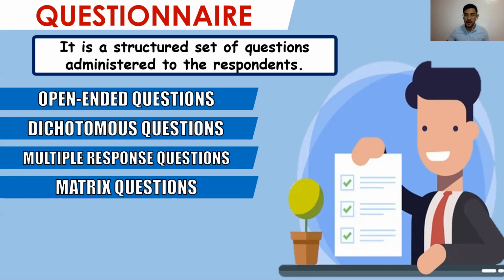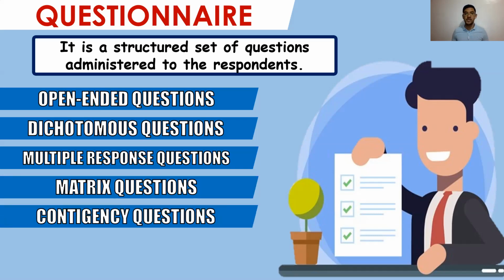Okay? Number four, we have the matrix question. In this type of question, the respondents are required to choose from a number of categories that determine their preferences. Example: 4, strongly agree; 3, agree; 2, disagree; 1, strongly disagree. Meaning, a matrix question requires numerical scales. So the respondents are required to choose from a number of categories or from a set of numerical values that determine their preferences.